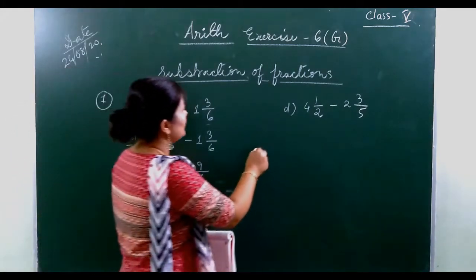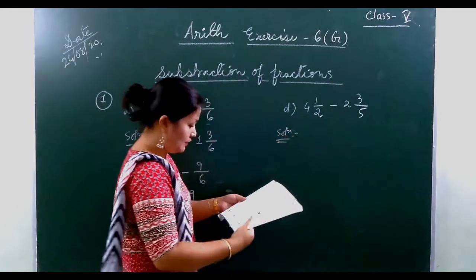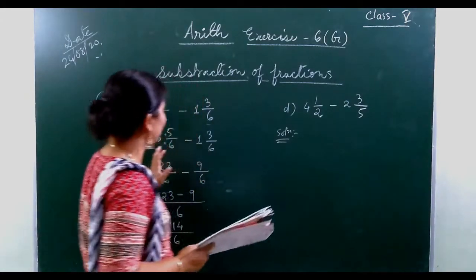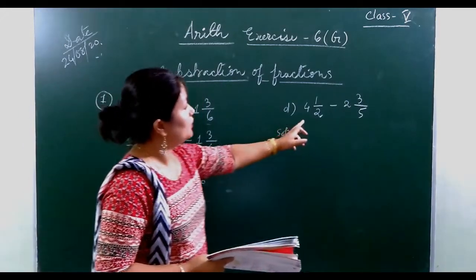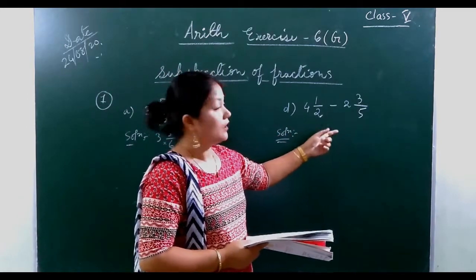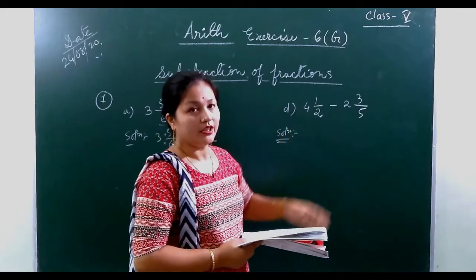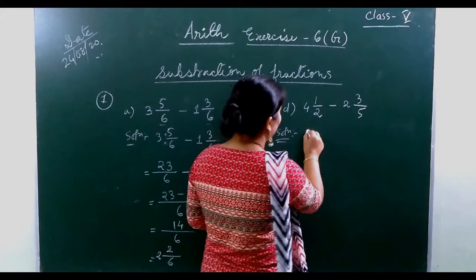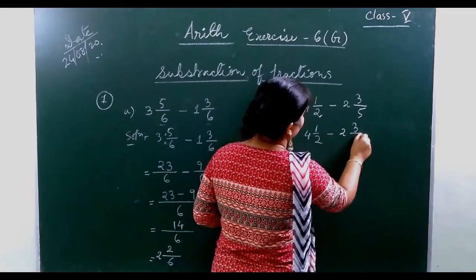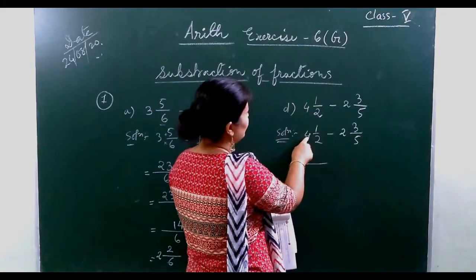Here I selected question number D because the others are the same. Question number B has the same denominator, C also the same denominator. So you can follow this way. And here the denominators are not the same, so we have to take the LCM again. We will change these fractions into improper fractions, then take the LCM. So 4 1 by 2 minus 2 3 by 5. Then you have to multiply, then you have to add.